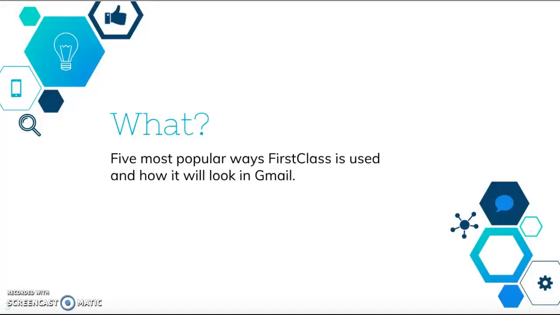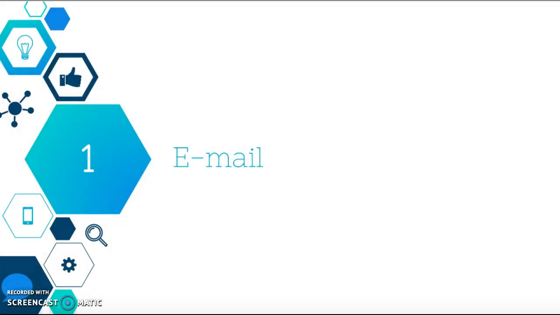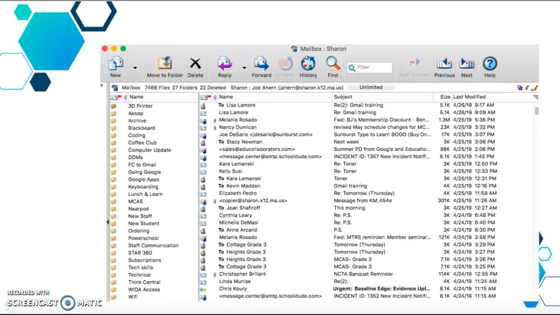So we're going to take a look at some popular ways that FirstClass is used and how those features will look in Gmail. Well, one, of course, is email itself. And what you're looking at is a FirstClass email inbox, and it shows all of your mail. And if you save your mail, you can create folders and put that mail into folders.